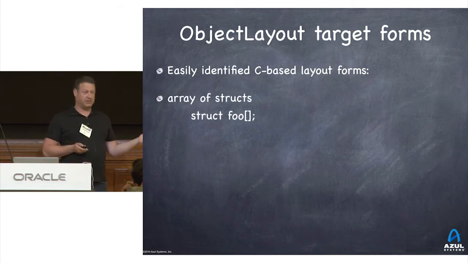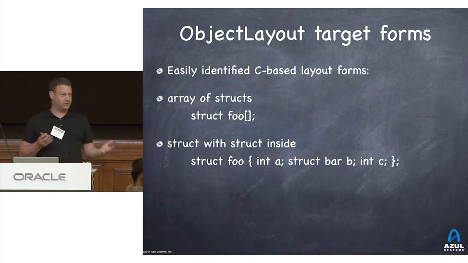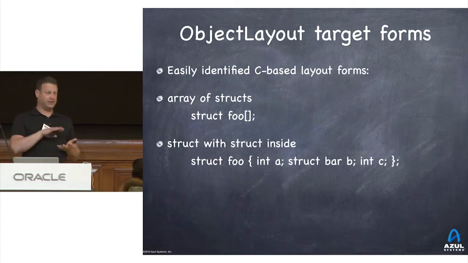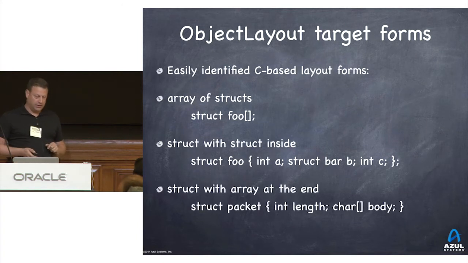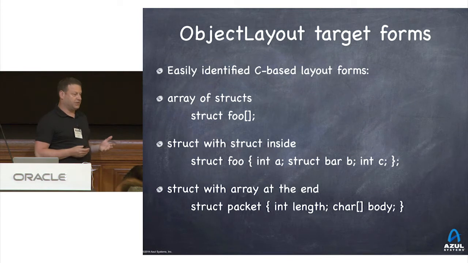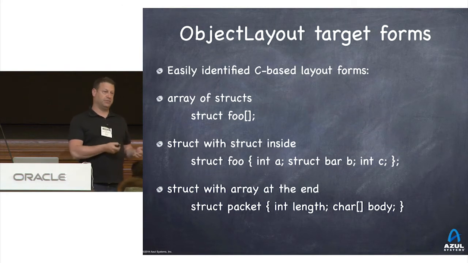The first one is an array of structs. We just talked about that a little bit. The other one is a struct with a struct inside. Flattening a struct, especially if it's in an array of struct, it really helps. And the third one, which is common, is a struct with an array at the end, a variable size array at the end. Most things that are messages and packets and payloads look like that.